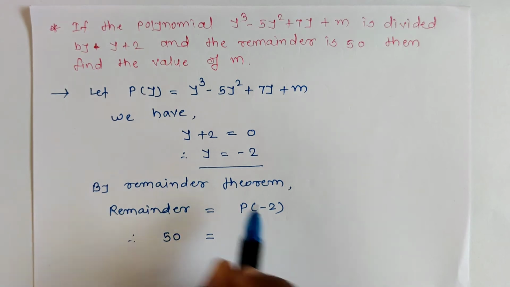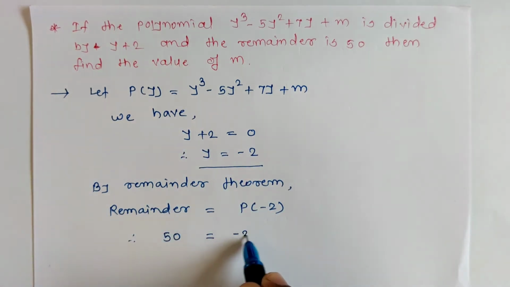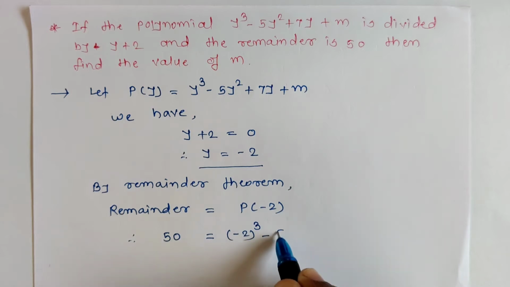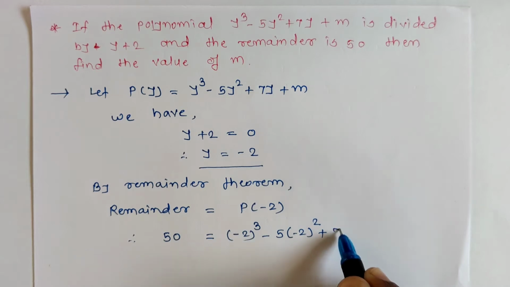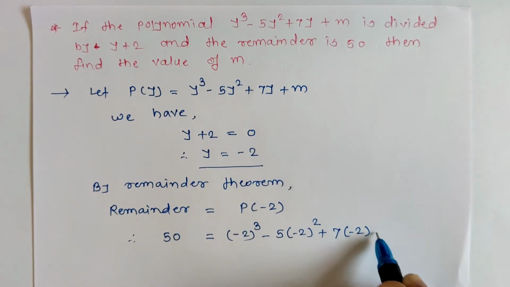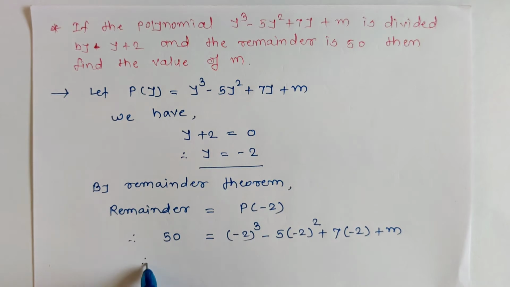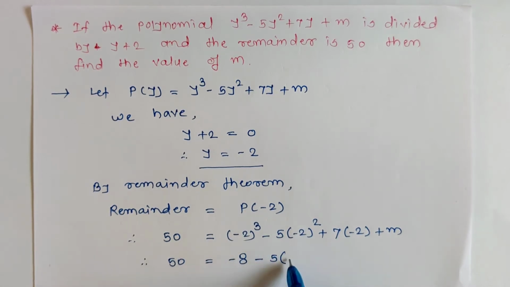That is, the first term is y cube, so it should be minus 2 cube, minus 5 into y square, that is 5 into minus 2 square, plus 7 into y, that's 7 into minus 2, plus m. So 50 is equal to minus 2 cube is minus 8, minus 5 into minus 2 square is 4. Now there are two numbers which have different signs, we have to multiply them, so the product will be minus 7 into 2, that's 14, plus m.